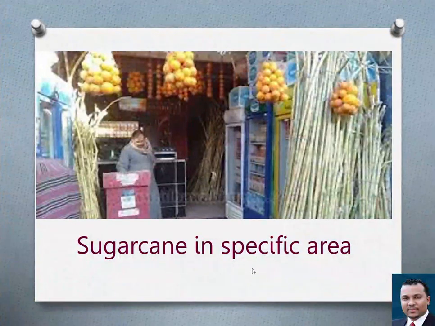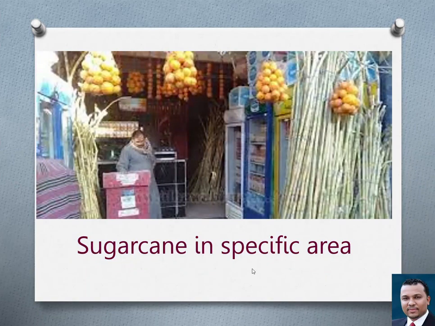Examples. We can talk about many examples for perfect competition, maybe the wheat market. And in real life, we can talk about sugarcane shops in our city. So this is a good example for the perfect competition market, in a specific area.